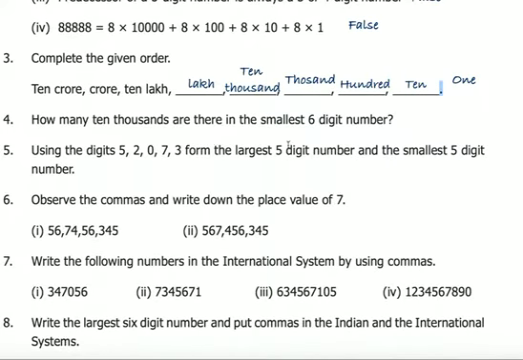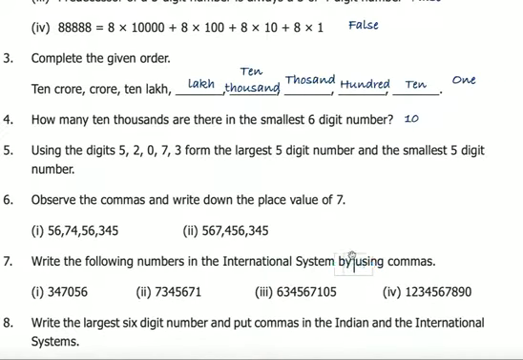How many 10,000s are there in smallest 6 digit number? What is the smallest 6 digit number? 1 lakh. Okay. How many 10,000s will be there? 1 lakh is 100,000. So 10 only. Okay. 10 is the answer. 10,000 means 6 digit number, right? 10,000 means how many zeros? 4 zeros, right? One lakh has 5 zeros, fine. So this is 10.